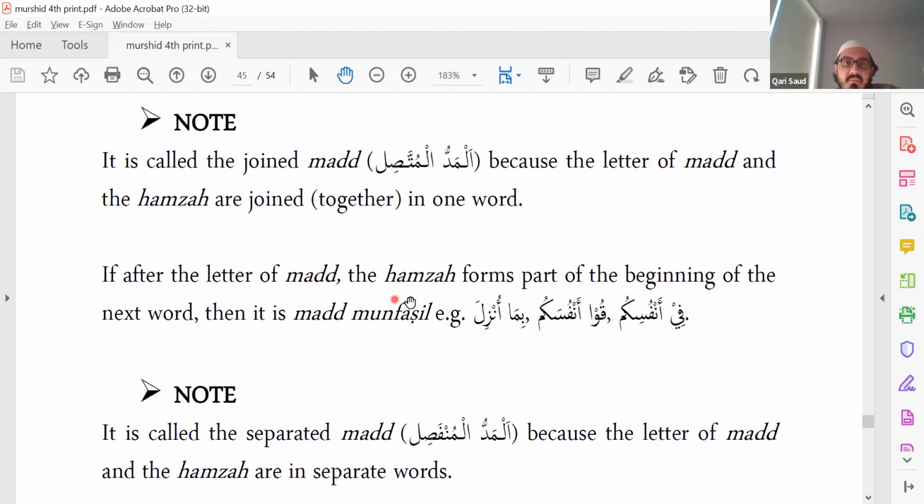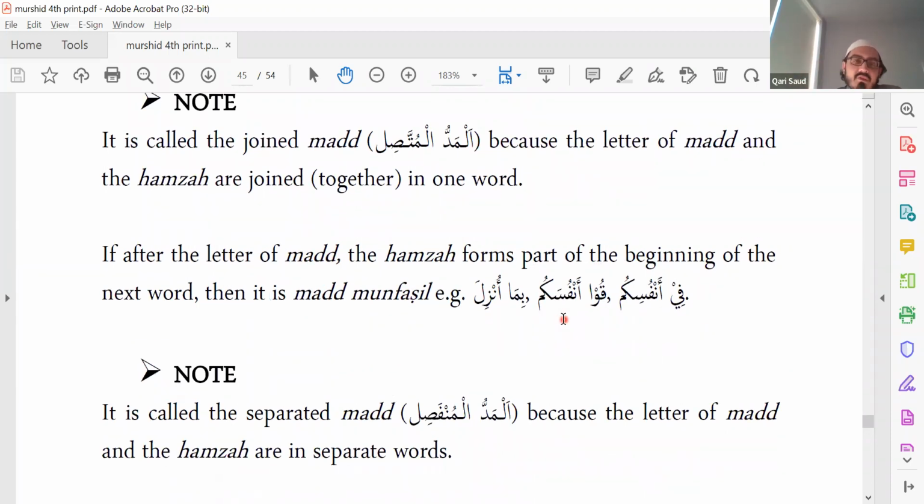If after the letter of mad the hamza forms part of the beginning of the next word, then it is mad munfasil. So if there are two words, then it will be munfasil. Look at this example, bima unzila. So where's the mad letter here? Bima, unzila. After the meem, alif. Yes, good. Jazakumullah khair.